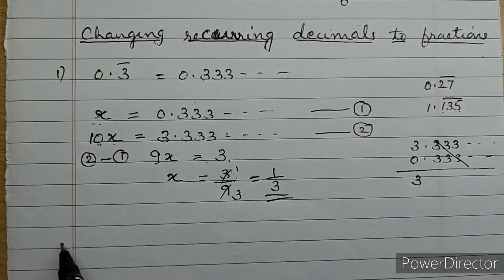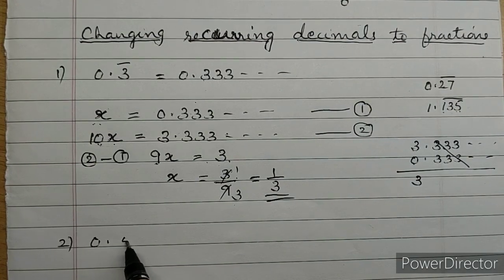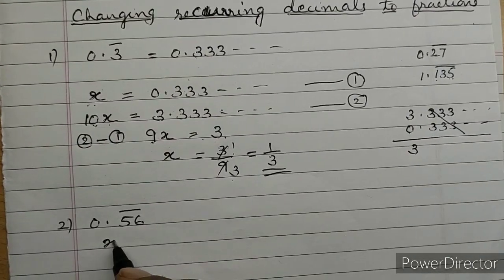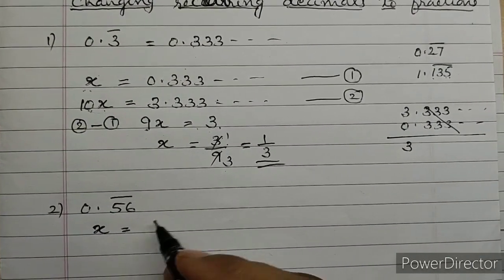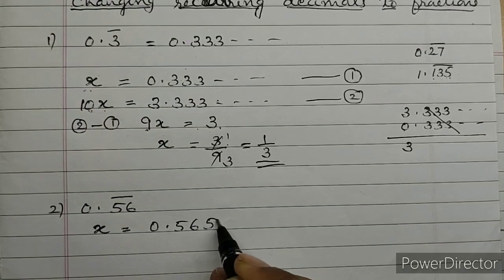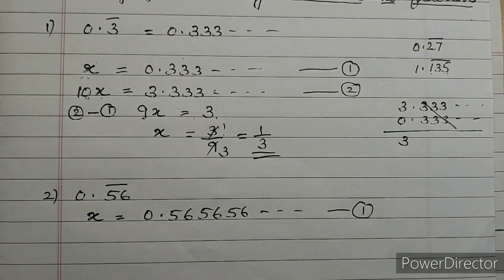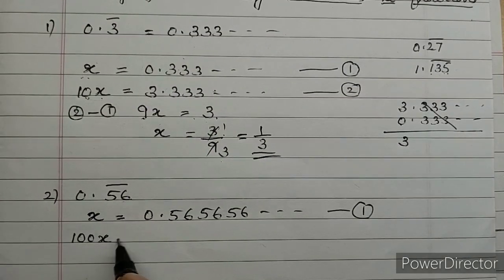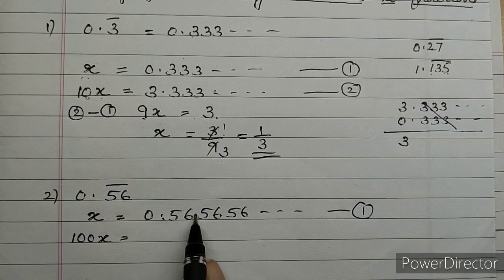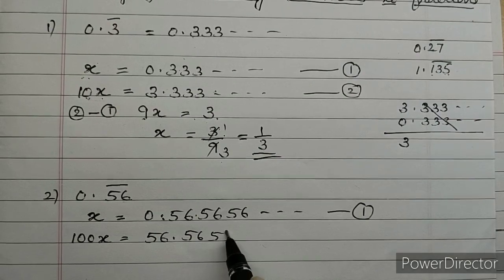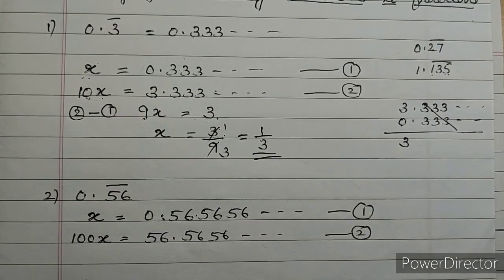Second question, 0.56 bar. This 56 is repeating. So the question you have to write as x is equal to 0.565656 etc., which is the first equation. Now, since two digits are repeating, you have to multiply with 100. So 100x is equal to, this point will jump two numbers after that. So that means 56.5656 etc., which is the second equation.